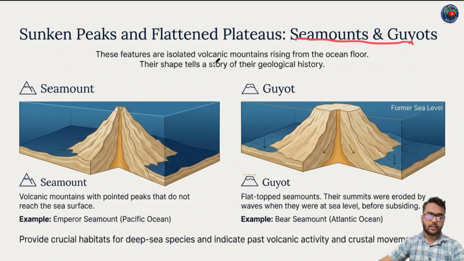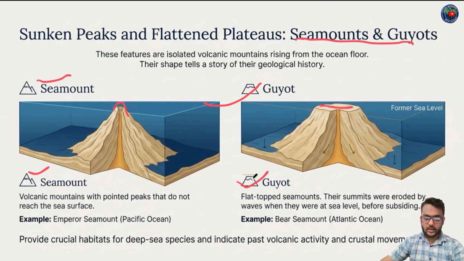These features are isolated volcanic mountains arising from the ocean floor. Their shapes tell a story of their geological history. This is the seamount, like this, and guyots. It is plain top, former sea level. Seamounts are volcanic mountains with pointed peaks that do not reach the sea surface. Example: Imperial Seamount, Pacific Ocean.